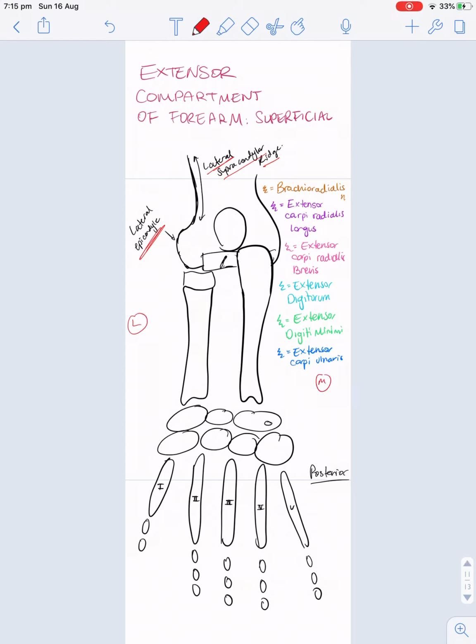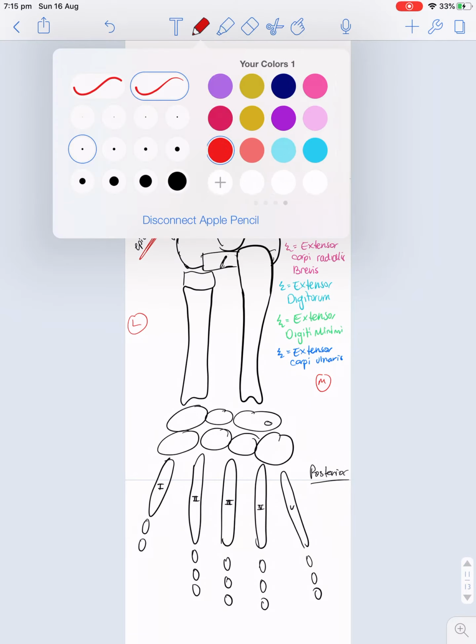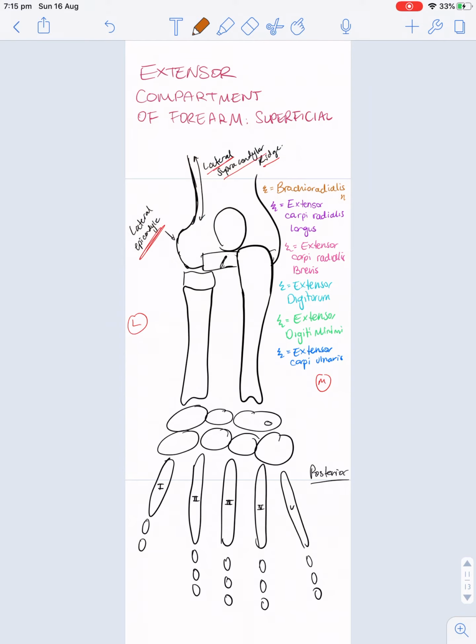And keeping in mind that this diagram now is a posterior view, this here is still lateral and this here is medial. So the first muscle that we have is going to be our brachioradialis. The brachioradialis muscle is originating from that lateral supracondylar ridge and simply inserting into the lateral shaft of the radius. So we can tick that off.